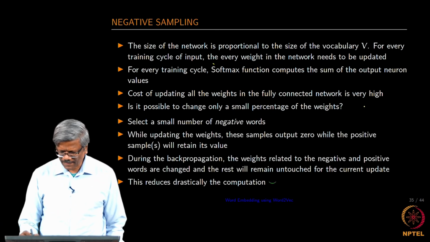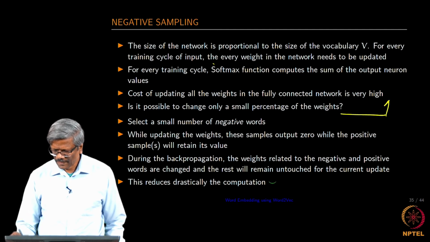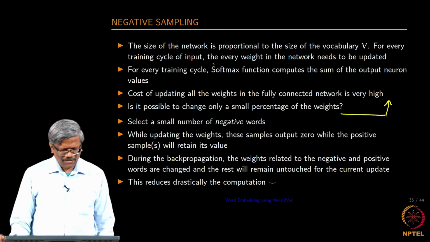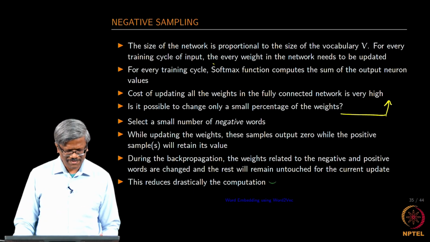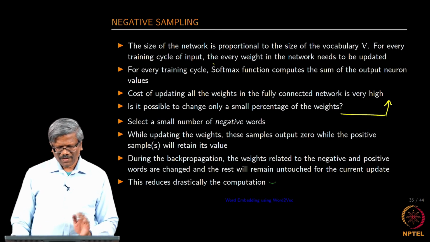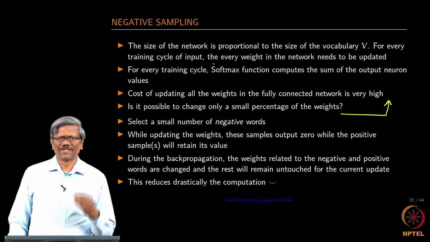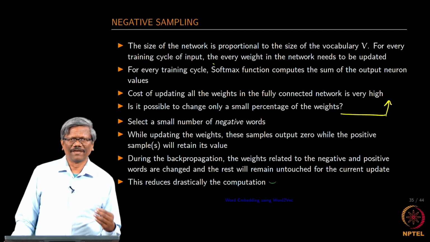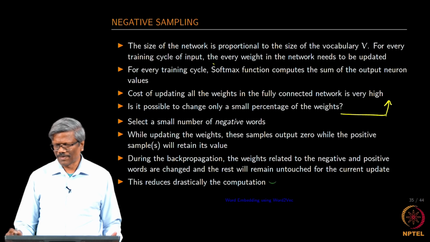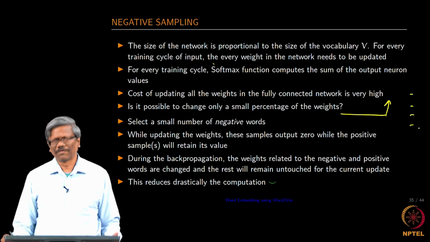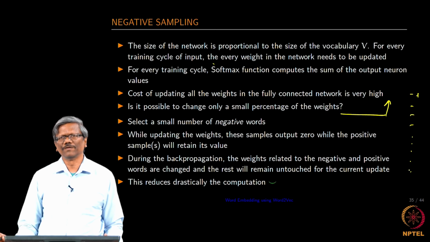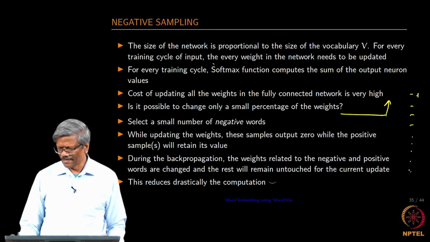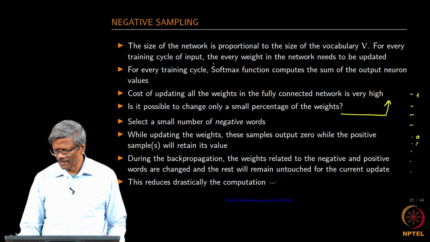So, how do we really solve the problem that we have mentioned earlier, right. So, now select only a small number of negative words. I will talk about what those negative words are. Okay, while updating the weights, these samples output 0, while the positive samples will retain the value. For example, if we have about 5 values that we want to retain, we call them positive samples, and then we select 5 more values, okay, and then make them 0, because we want them to be 0.